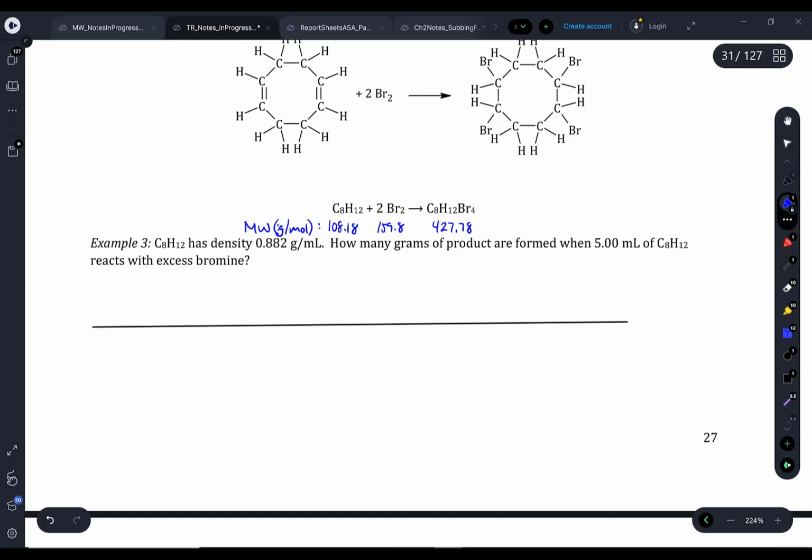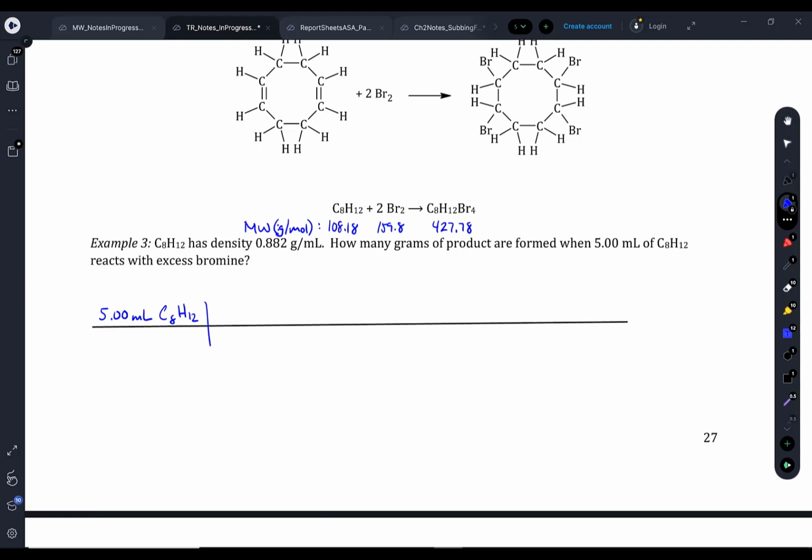Why wouldn't I start with the density, by the way? What's been my advice to you against that? Yeah, don't start with units that are ratios. The point of those ratios is to act as a conversion factor. Yeah, good. So I'm going to start with the 5 milliliters of crazy double bonded spider, C8H12. And I need to get to moles, but I can't go milliliters to moles, but I can go milliliters to grams. Good.